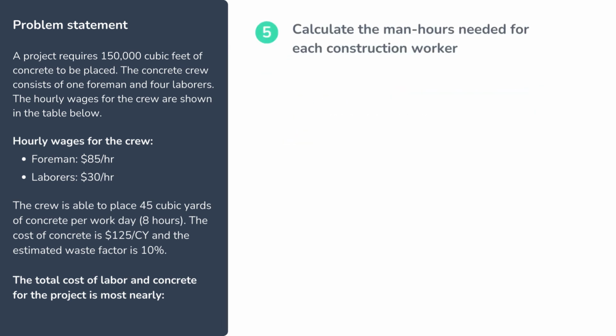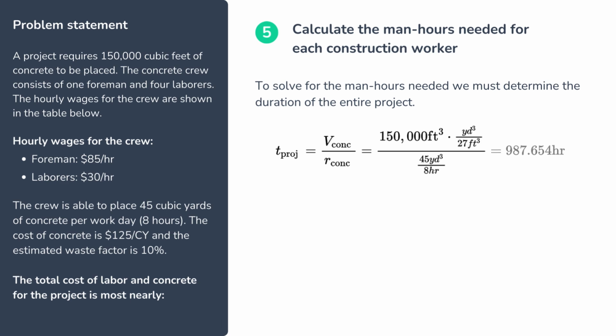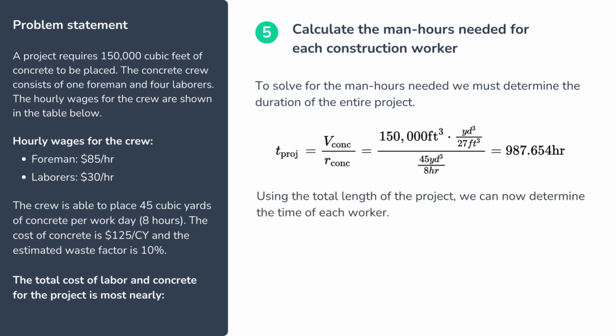Moving on to calculating the man-hours needed, we first find the project duration. We divide the total volume of concrete, converted to cubic yards, by the crew's placement rate of 45 cubic yards every 8 hours. This gives us approximately 987.654 hours. Since we have 1 foreman and 4 laborers, the foreman will work for 987.654 hours, and each laborer will work the same, giving a total of 3,950.617 hours for all 4 laborers combined.